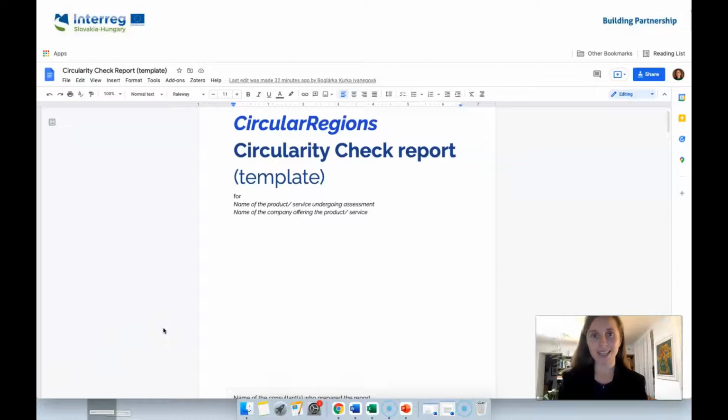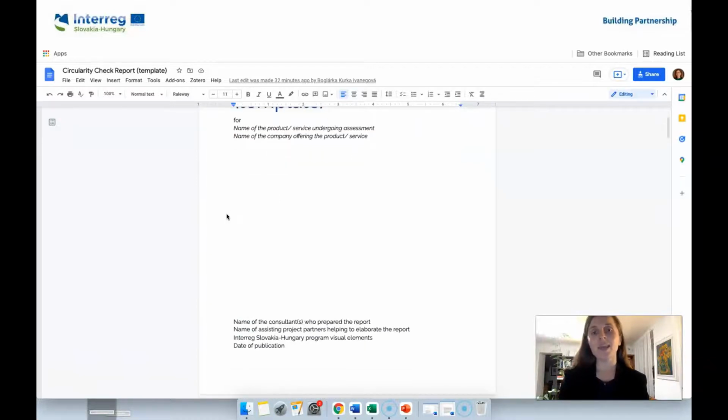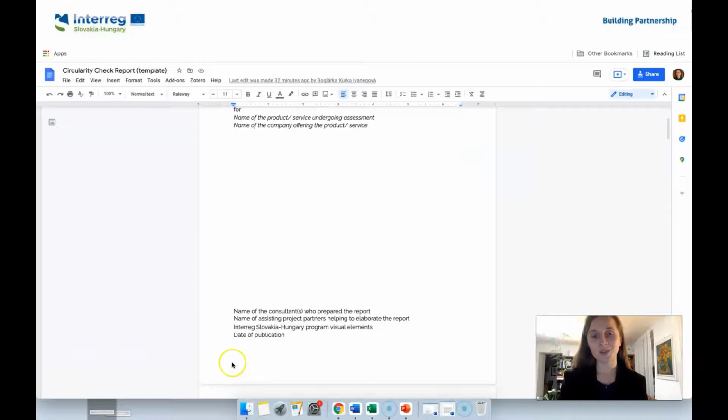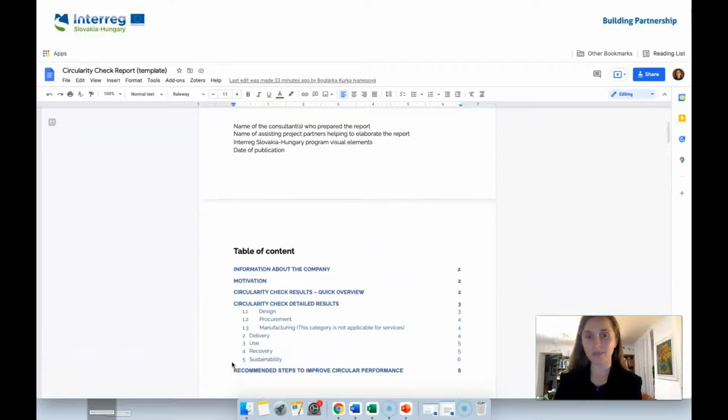So the report template has a standardized title page where you note the name of the product or the service that is undergoing assessment, and of course the company that is offering the product and the service. At the bottom, you will need to fill out your name and the name of your fellow consultant if you're doing the circularity check in partnership. And of course, list the names of the assisting project partners that are helping you in the project elaboration, and list also the date of publication.